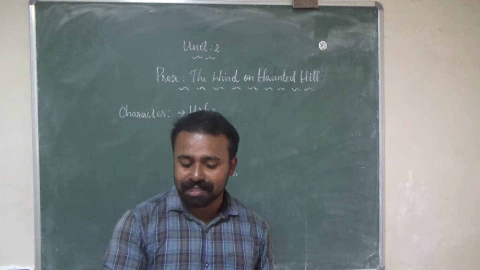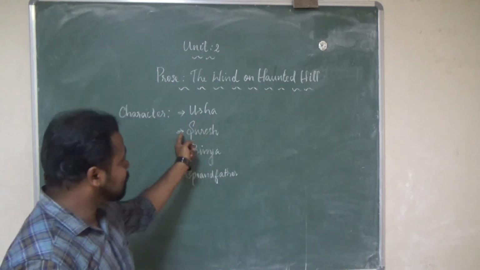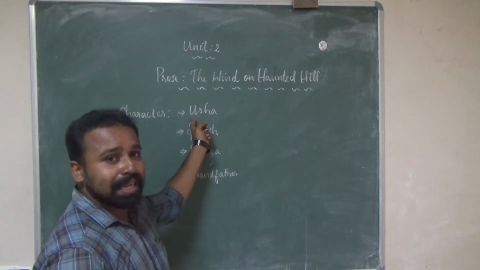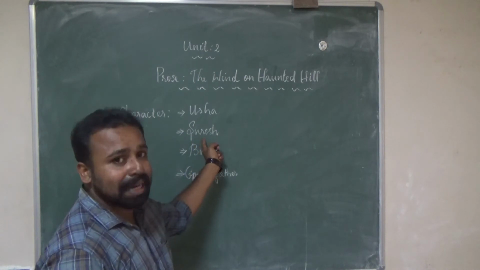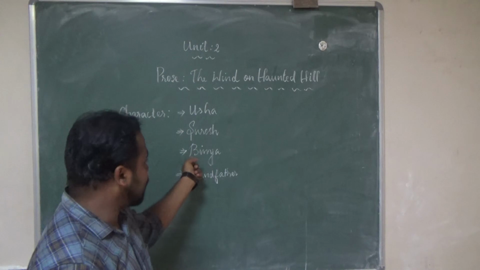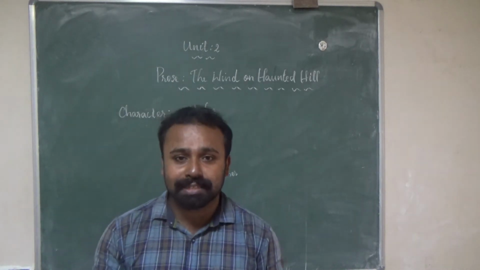Last class we saw something about the characters. The characters here are Usha, Suresh, Binya and the grandfather. Usha is the main character here. Suresh is the brother of Usha. Binya is a neighbor, a neighbor girl, and then the grandfather. Those are the characters in this lesson.